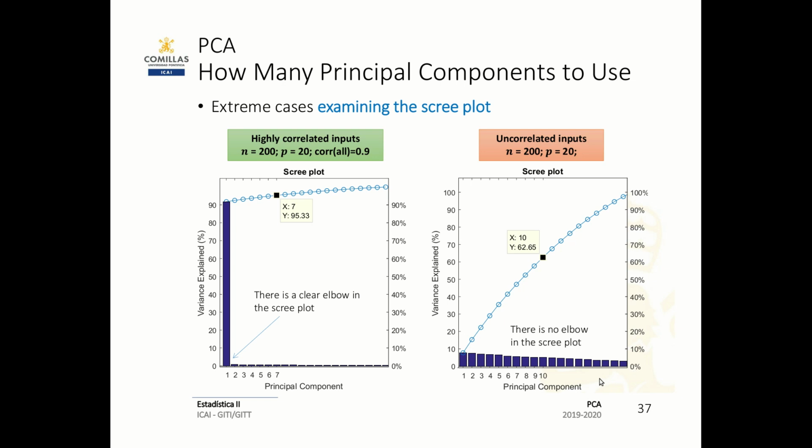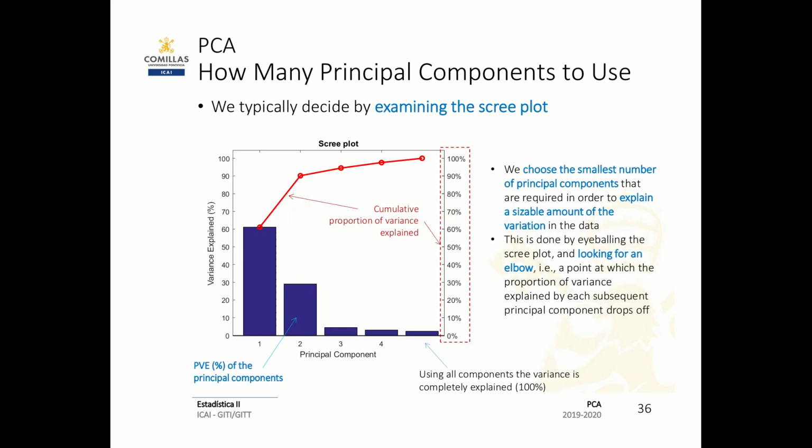And here is a different example in which all the inputs are uncorrelated, so there is no correlation between the input variables, so the principal component analysis cannot compress that variability into a few variables. We see that all the principal components have more or less the same amount of variability, and it is not easy to choose the minimum number of principal components that we want.